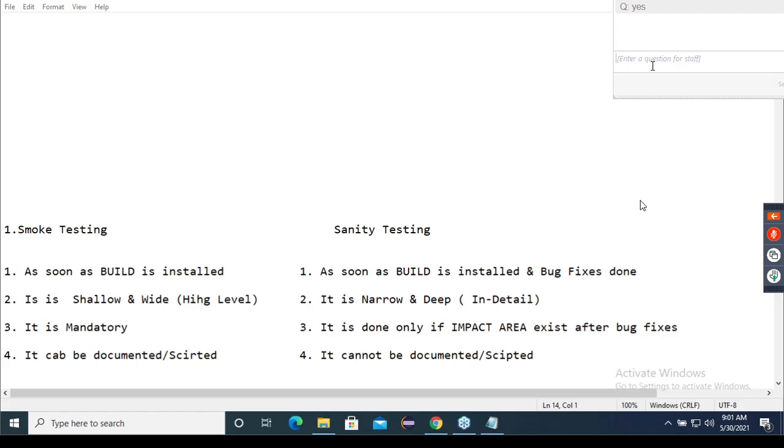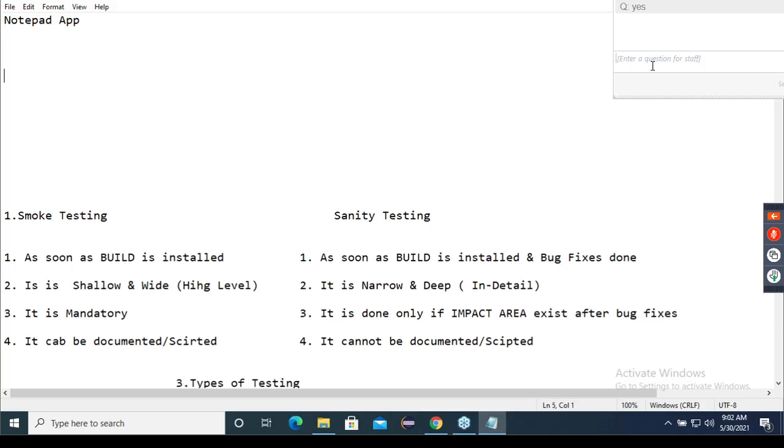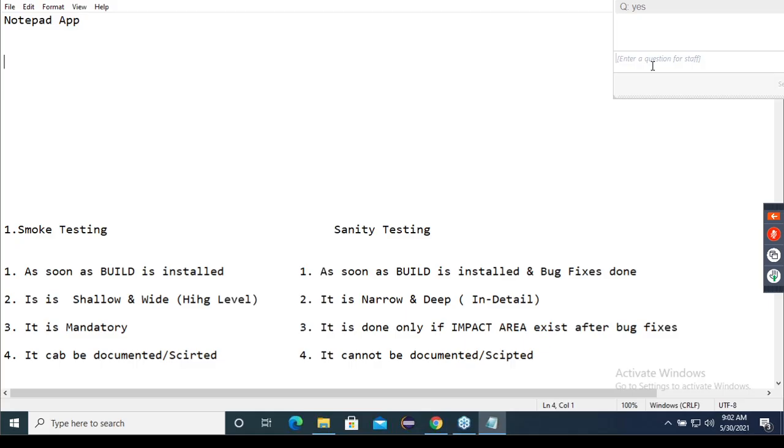Everyone knows a notepad, guys. Correct? Obviously, notepad is a software. Assume that there is a notepad application. Just now, the notepad application is developed and they have given it to me in the form of a build, B001, guys. They have developed it and given it to me as an application.